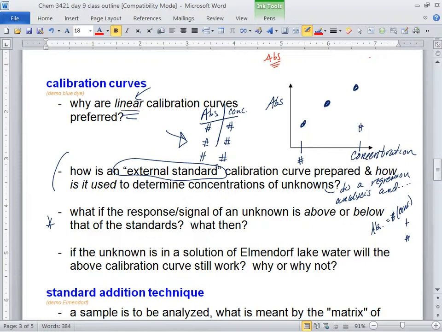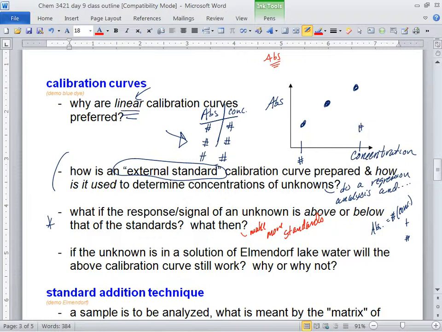You have to make standards that are above and below what you're analyzing, because there's no guarantee that it's linear outside that range. So if the response or the signal of your unknown is above or below that of the standards, make more standards. You have to. Make it so that the standards cover everything you want to analyze, above and below, in signal, and therefore concentration.